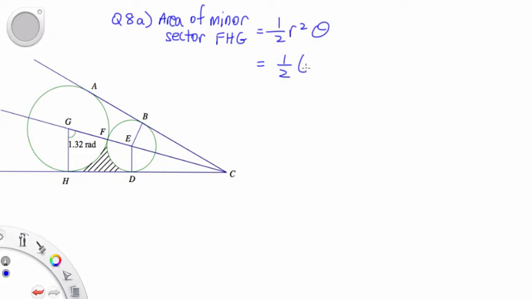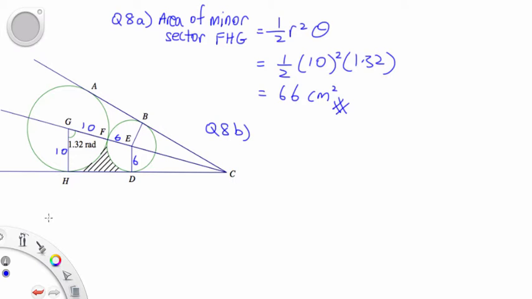Substitute in the length, or the radius that you have been given, 10 squared. Because it's given in the question that the radius for this is 10 and the radius for the smaller circle is actually 6. Substitute your theta, 1.32, and then you will get your answer, 66 cm squared. Alright, now next. Moving on to question 8b.